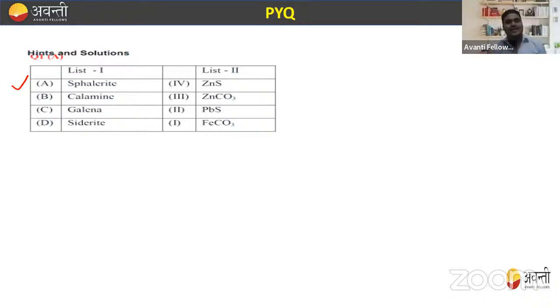So just by doing this now, you can also learn. Maybe in your examination, some questions will come related to which ore is used in galena, cerussite, or calamine. So just remember this point, right? It is going to help you.